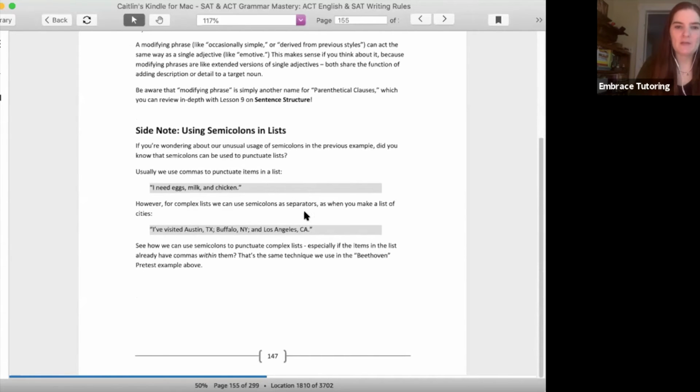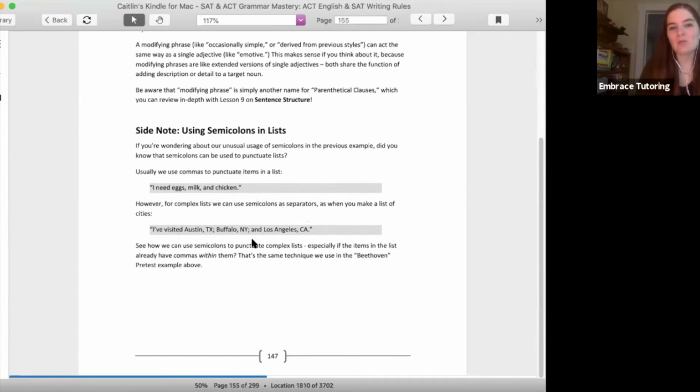Another kind of concept would be using semicolons in a list. Okay, so this also ties into parallel structure. I need eggs, milk, and chicken. Or I visited Austin, Texas, Buffalo, New York, and Los Angeles, California. So usually when we're using just a basic list, we just use commas in a series. Okay, so we use commas and a conjunction, like and, which is a connecting word, to indicate the items in our list.